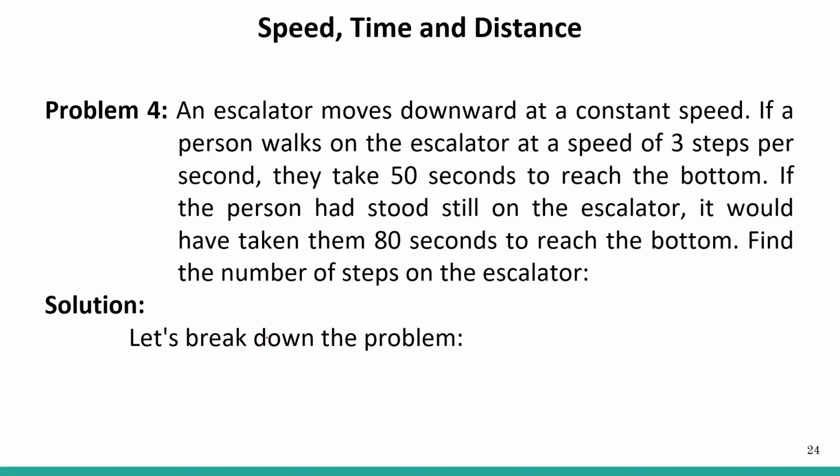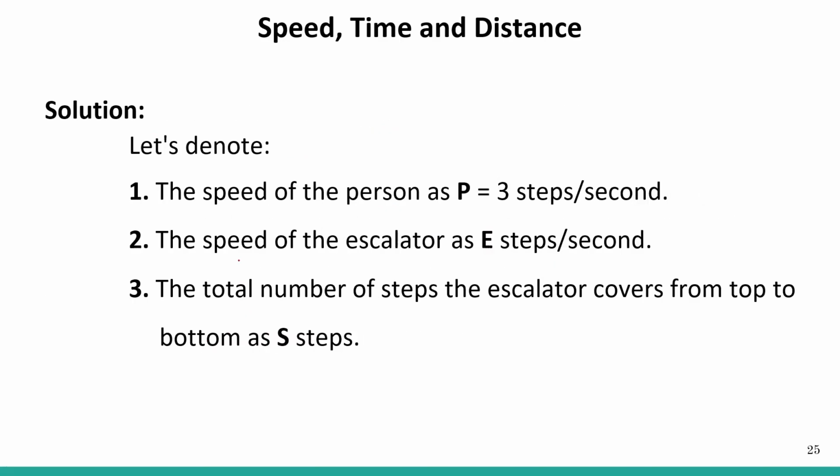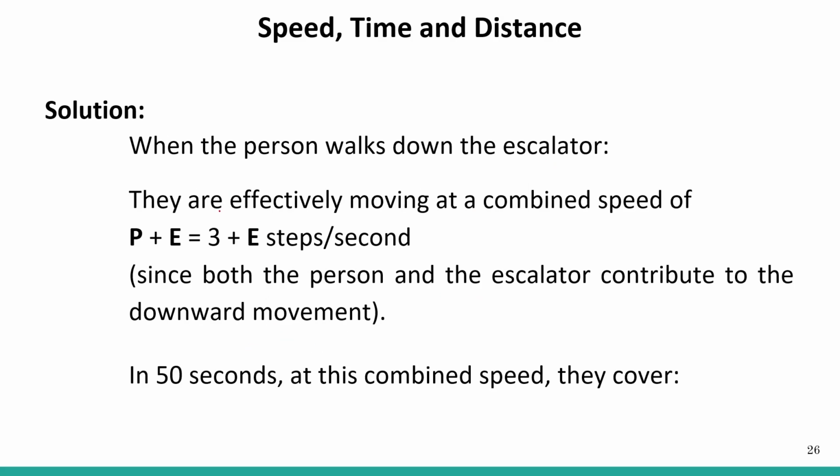So let's see the step-by-step solution. Breaking down the problem, we have to denote something. The speed of the person will be p, that is 3 steps per second, and the speed of the escalator will be e steps per second. The total number of steps the escalator covers from top to bottom is s steps. Okay, that is the total number of steps.